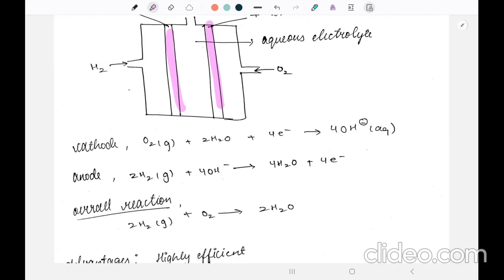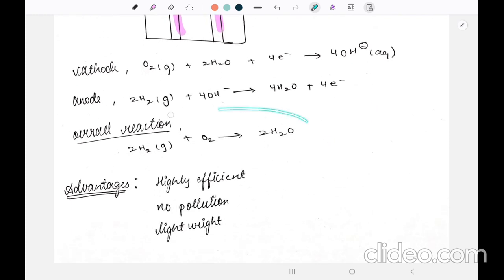So the reactions which are happening are O2 plus 2H2O plus 4 electrons will give rise to 4OH negative, and at anode we have 2H2 plus 4OH negative will give rise to 4H2O plus 4 electrons. So overall reaction is 2H2 plus O2 will give rise to 2H2O. This water is produced after the overall reaction.